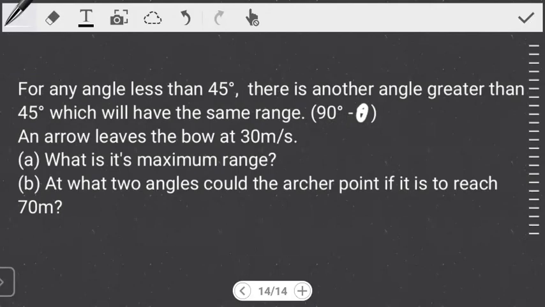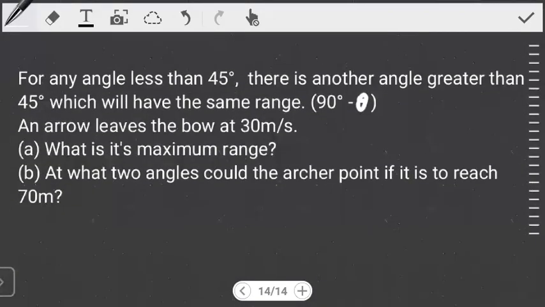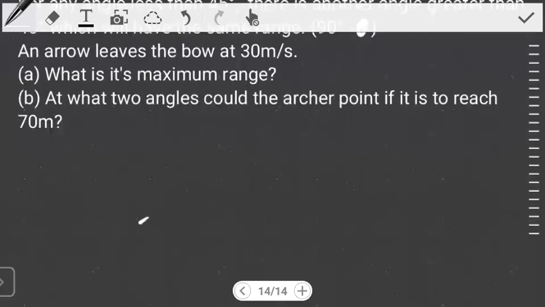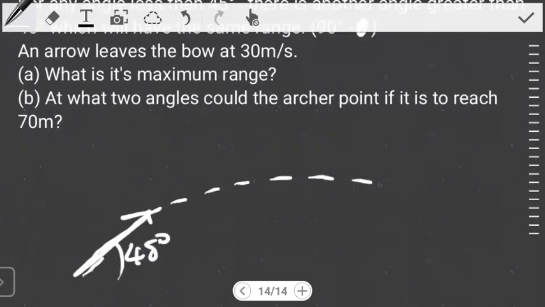Now, what's the justification? Well, to understand this, you have to look at the simulation. But generally, what is happening is that when you fire a projectile, you have one angle through which the projectile will achieve a maximum range. This angle, of course, occurs at 45 degrees. So at 45 degrees, any projectile will have a maximum range.